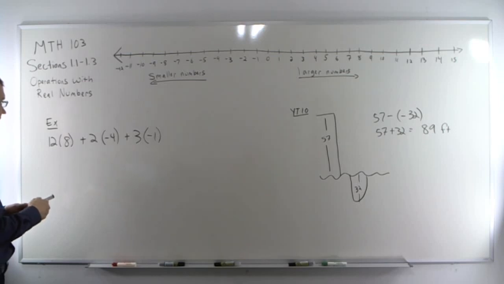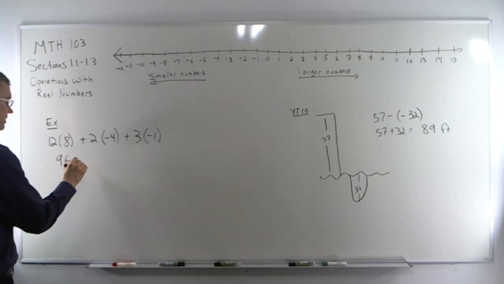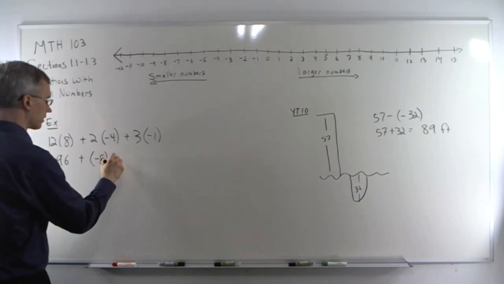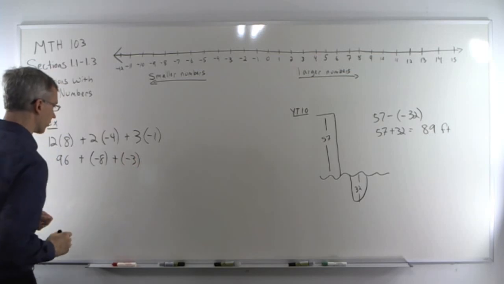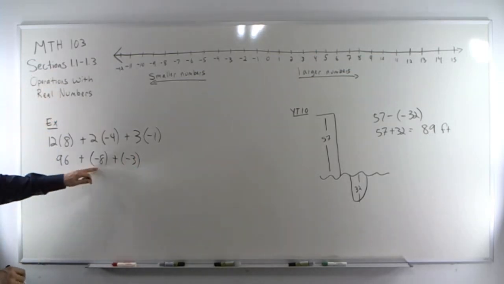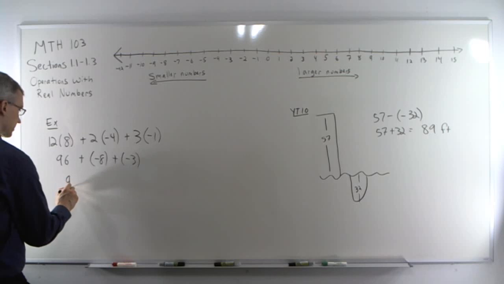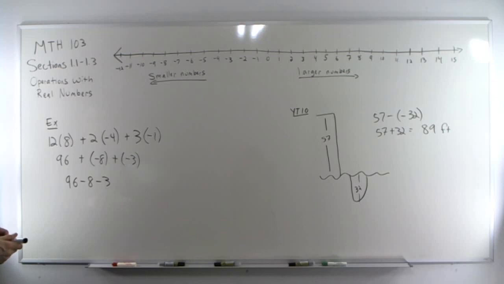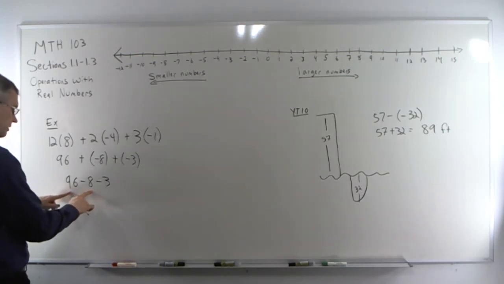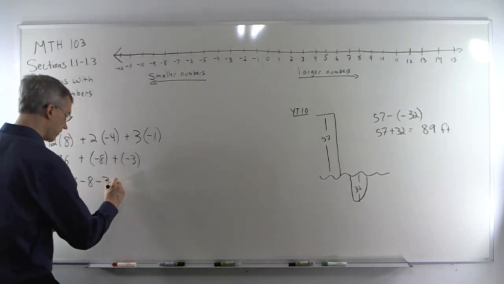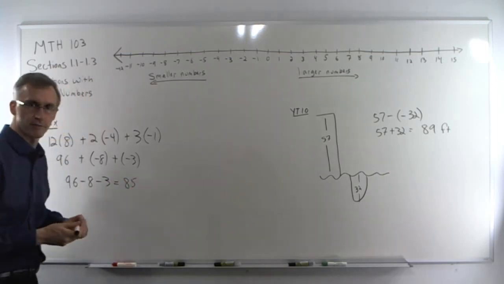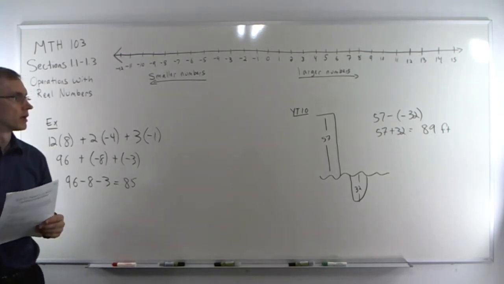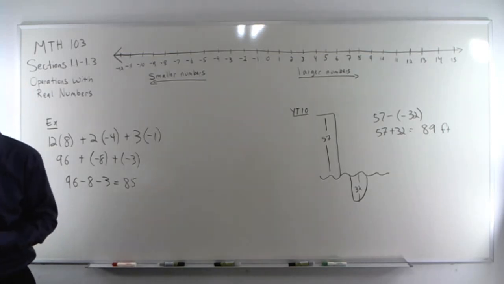So multiplying these together, we get 96 here, 2 times -4 is -8, and -3. So adding a negative is like subtracting, so we can rewrite this as 96 minus 8 minus 3. So 96 minus 8, that brings us down to 88 minus 3 is 85. So the student's score in this case would be 85 points. Your turn, number 11.